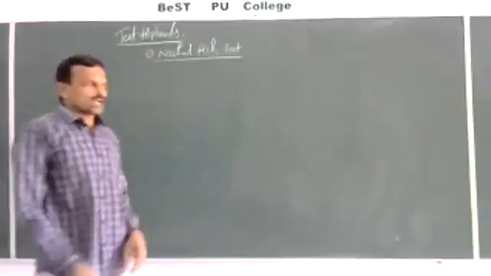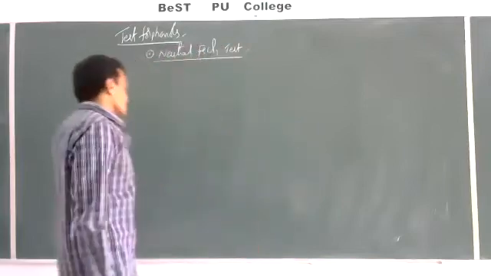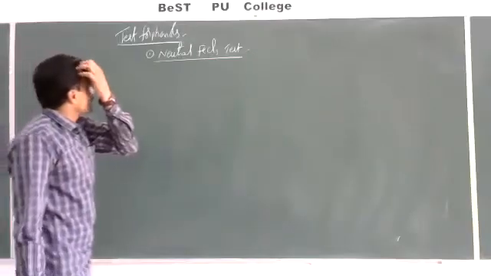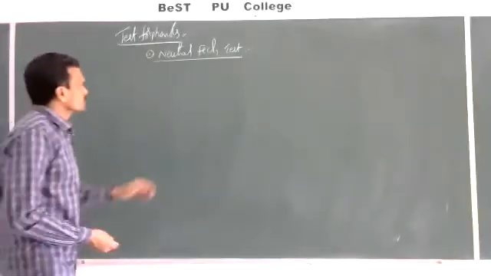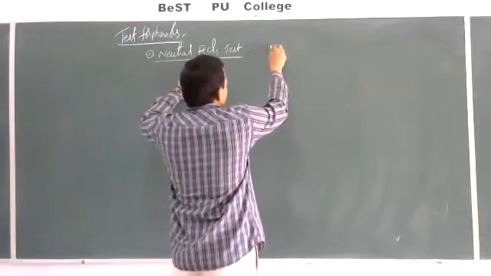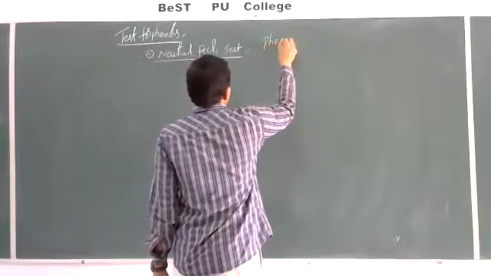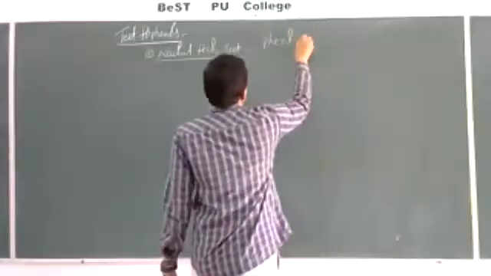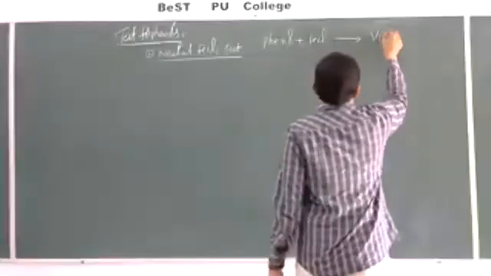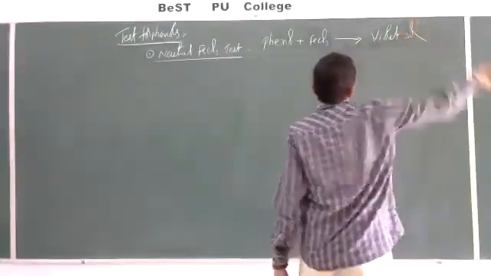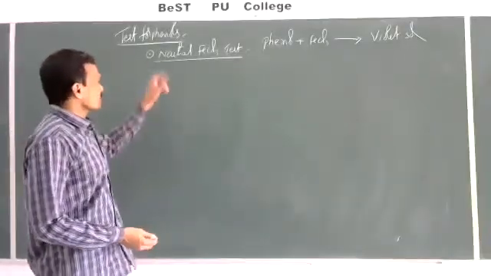Actually, the aqueous solution of ferric chloride is acidic in nature, and that is first neutralized by adding some base, and that is called neutral ferric chloride solution. So when phenol is treated with neutral ferric chloride, we get a violet color solution. The solution turns violet. This is called the neutral ferric chloride test.